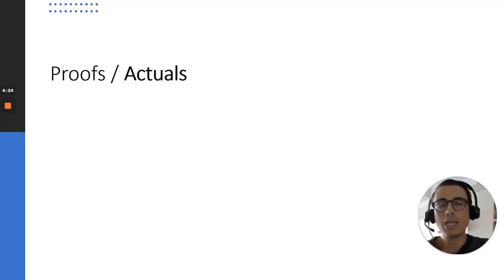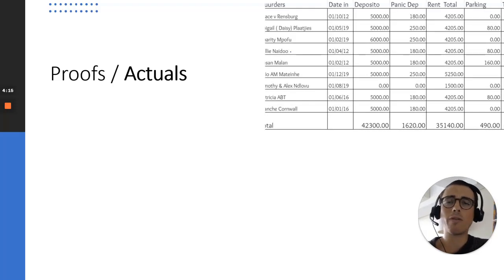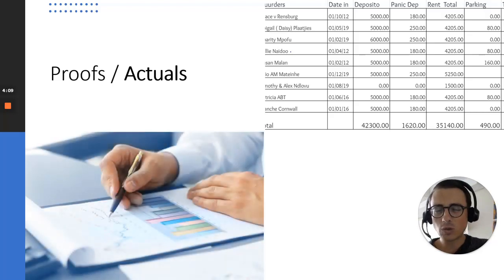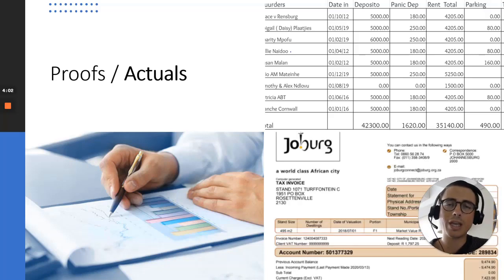Number 2, you want proof or actuals. The only way that me as an investor and most trained investors will make a decision is based on actuals, not on hearsay. So things like giving a rent roll as part of your investor proposal pack to an investor is critical. Providing some sort of annual financial statements of the building if you're investing in a block of flats. And then you're also looking at your utility bills or your levy receipts. Anything that can't really be created by the owner but proves that this is the actual income or expense.